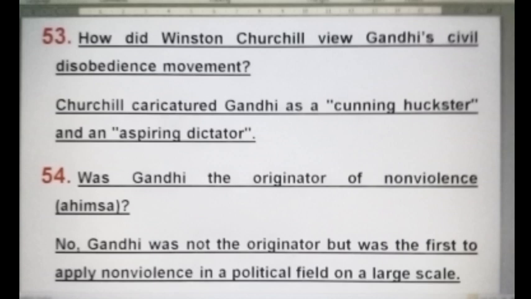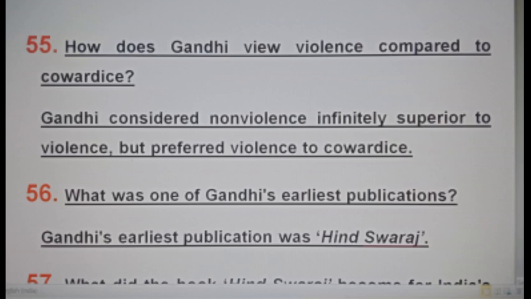Was Gandhi the originator of non-violence or ahimsa? No, Gandhi was not the originator, but was the first to apply non-violence in a political field on a large scale. How does Gandhi view violence compared to cowardice? Gandhi considered non-violence infinitely superior to violence, but he preferred violence to cowardice.